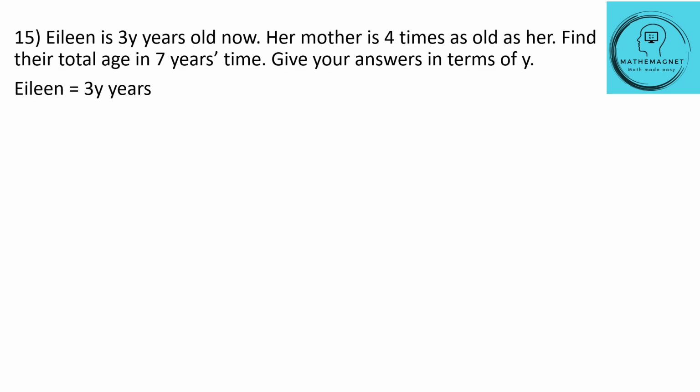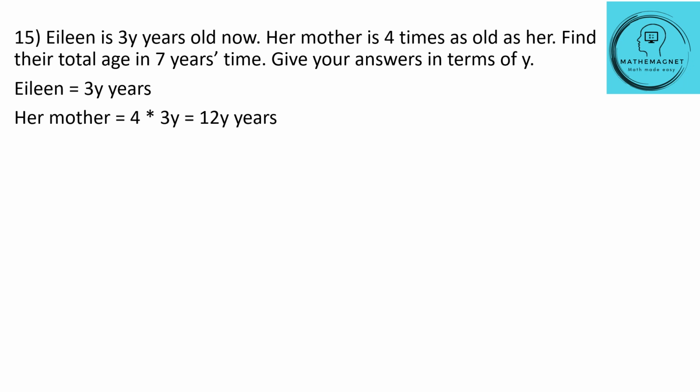Question 15. Eileen is 3y years old now. Her mother is 4 times as old as her. Find their total age in 7 years' time. Give your answers in terms of y. Now the information that we know is Eileen is 3y years and her mother is 4 times as old as her. So it becomes 4 into 3y, which is 12y years.